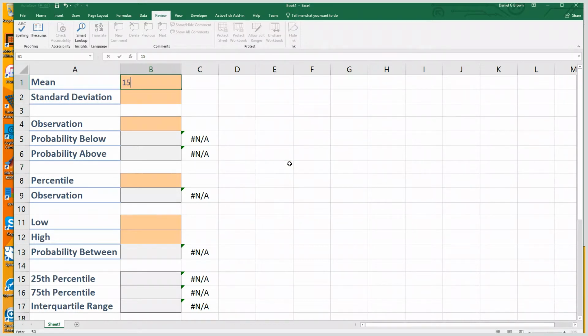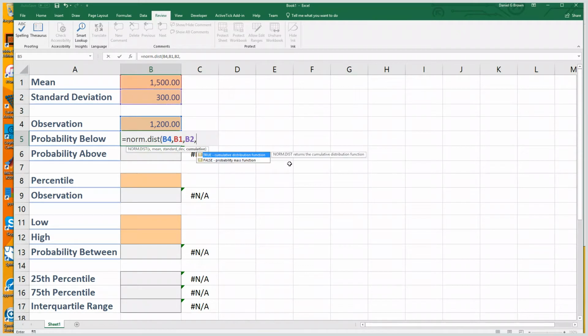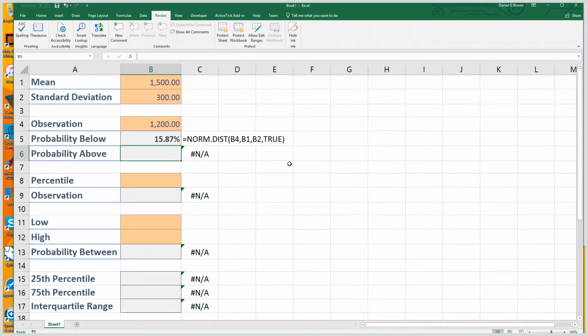So let's say we have a normal distribution, mean 1500, standard deviation 300. And we want to know what percent of the observations in this distribution are below some number. So let's say 1200. We want to find out the probability, if we choose a sample from the normal distribution, that it is below 1200. So we use norm.dist. We're taking our observation. It takes the mean, takes the standard deviation, and true for the cumulative density function, and we get 15.87.